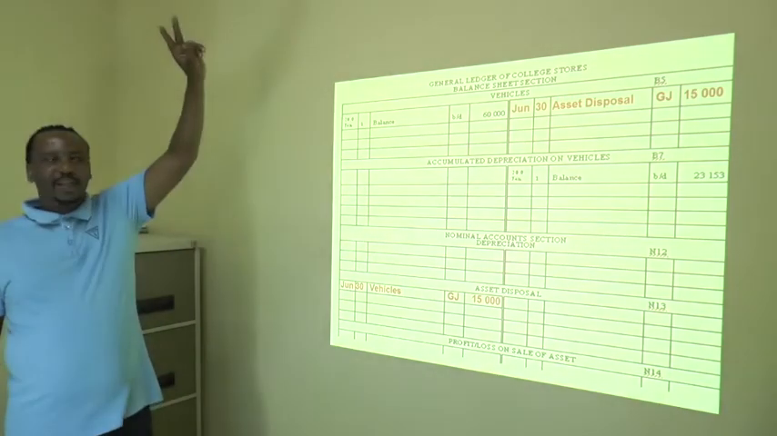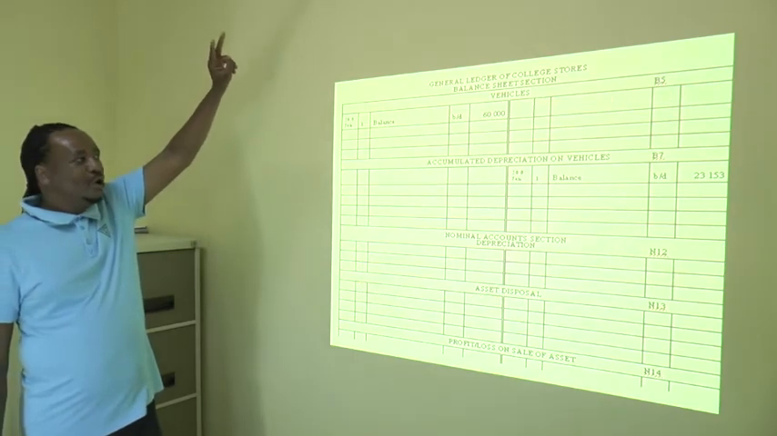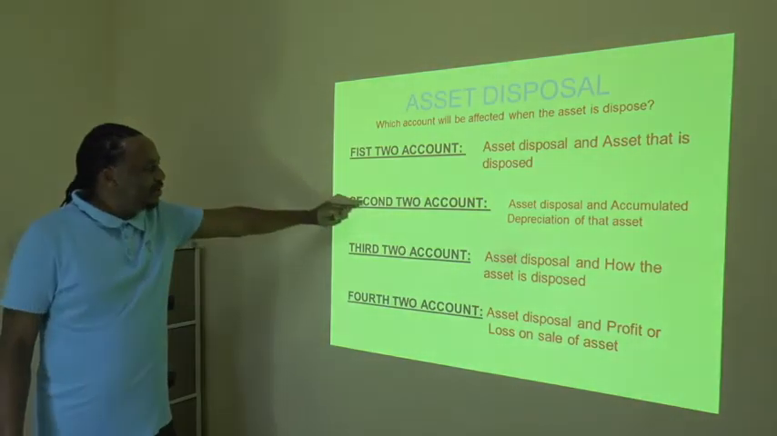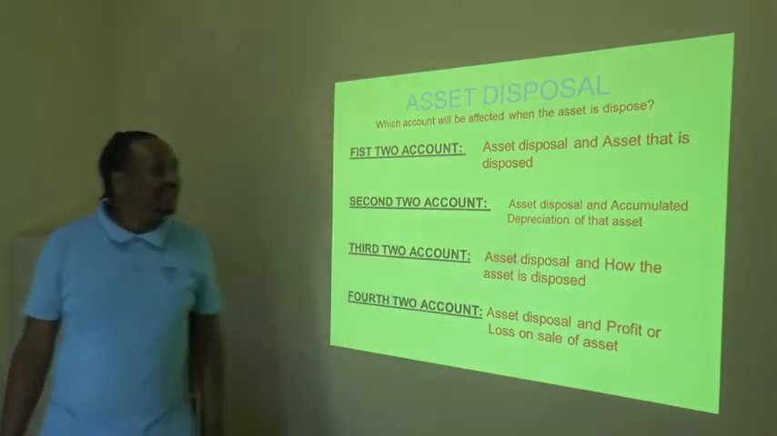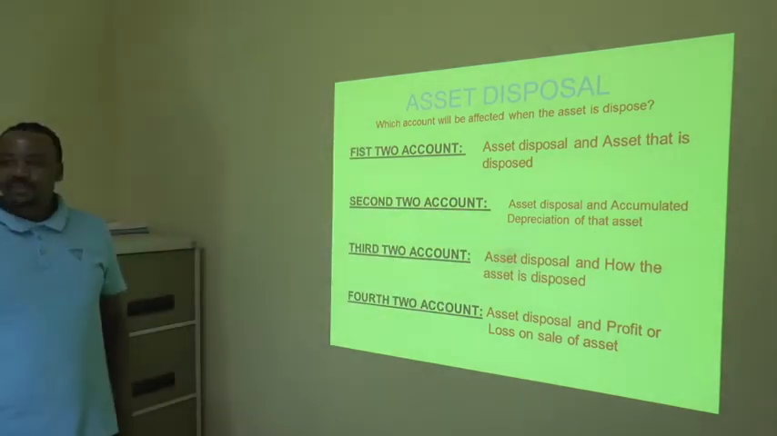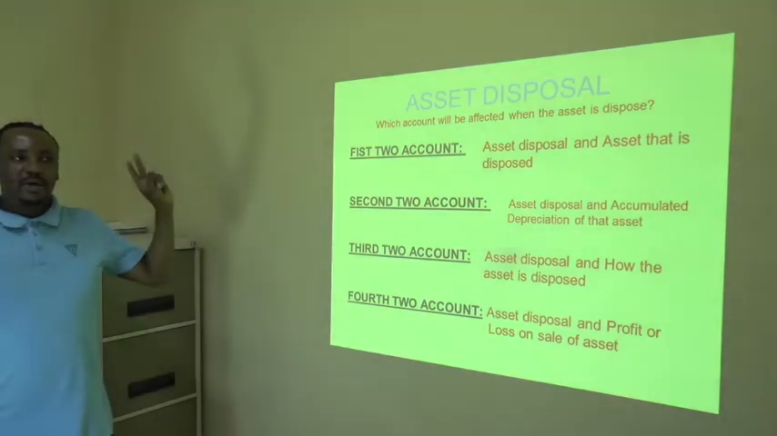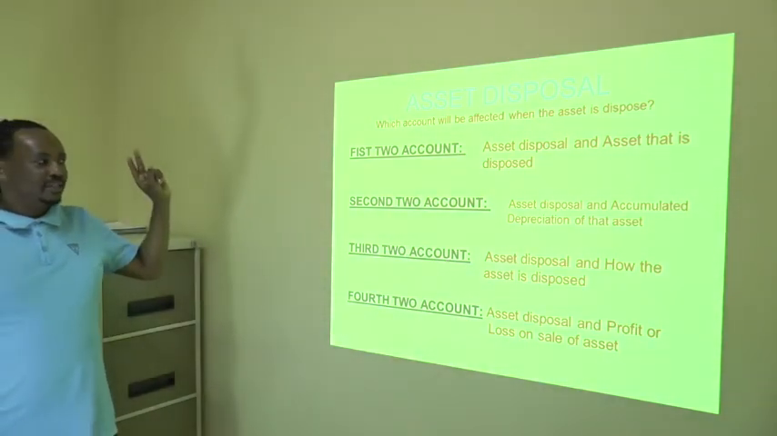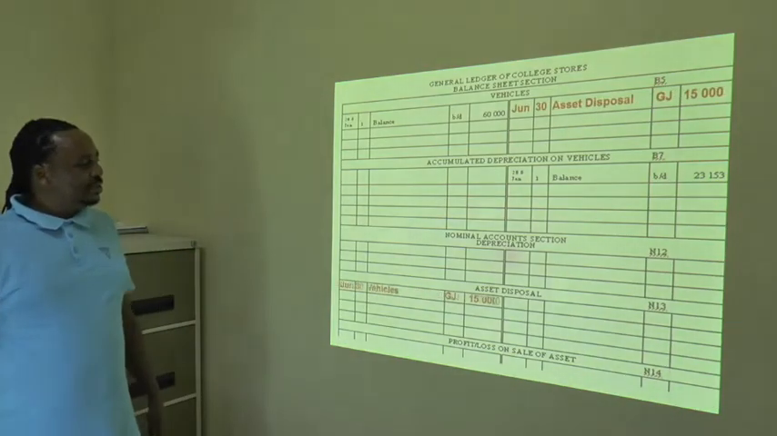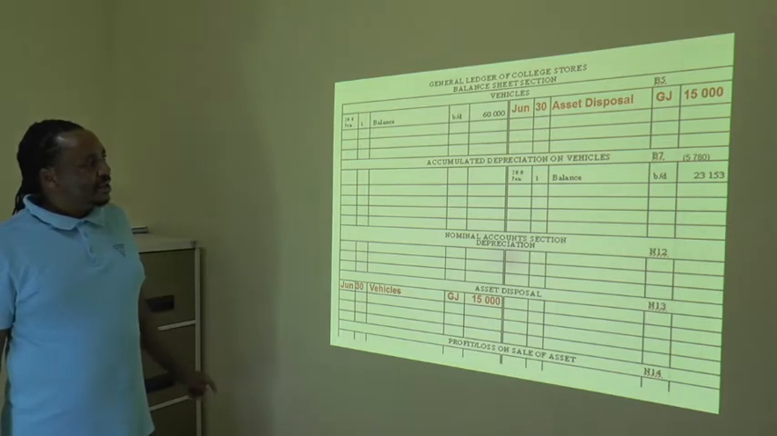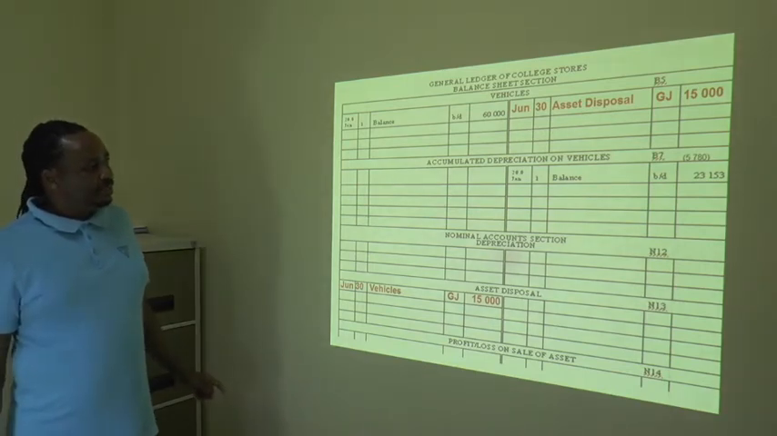Now we are going to look at the second two accounts affected. We said the second two accounts that will be affected will be asset disposal and the accumulated depreciation of the asset that has been disposed. Remember, we know now which asset has been disposed. It's a vehicle. Let us look at the following two accounts to be affected now. The accumulated depreciation.